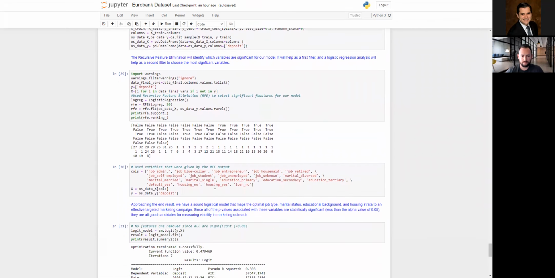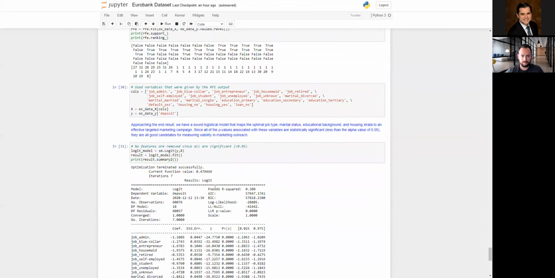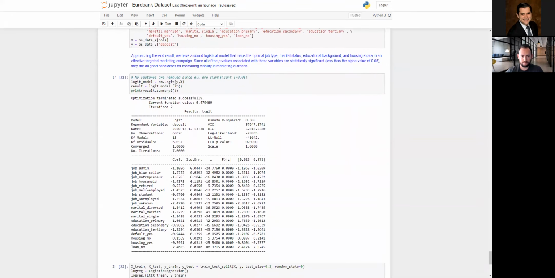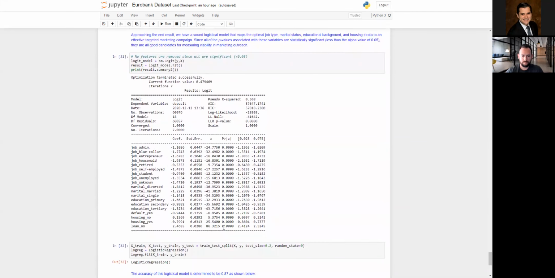And after doing that, we created a logistic regression analysis. So as you can see in the logistic regression analysis, we see all the values that the RFE method helped us get. And then we can see that p-values are very small, which means that all of these variables are significant in the final model. So we're good to go. We don't have to make any reiterations.